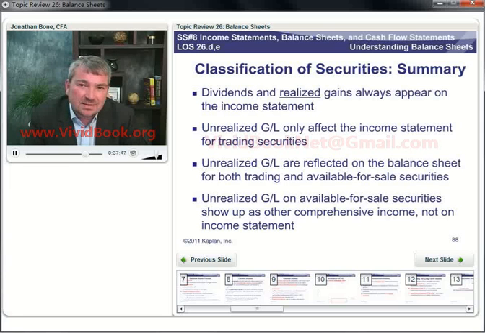Unrealized gains and losses will only go into the income statement for trading securities. Unrealized gains and losses go into the balance sheet for trading and available for sale securities. In other words, that third bullet point is saying we record the asset at its fair value, at its market value. Now, the unrealized gain or loss on available for sale securities doesn't go via the income statement. Instead, we take it directly to stockholders' equity within comprehensive income.